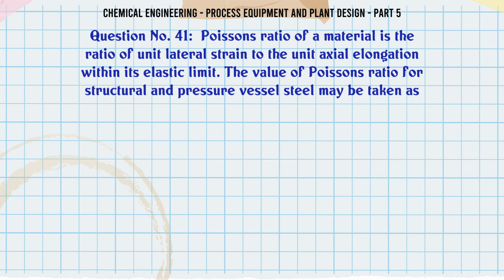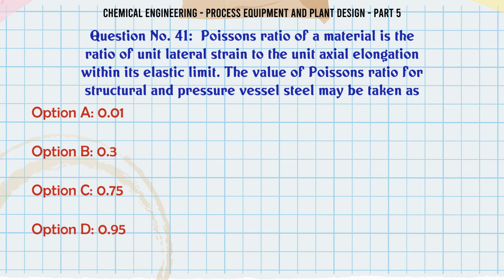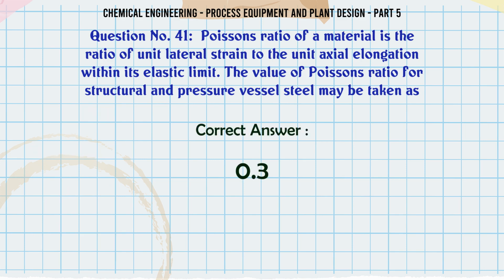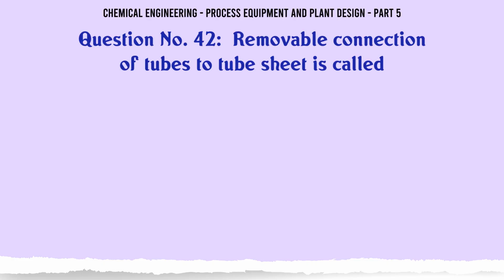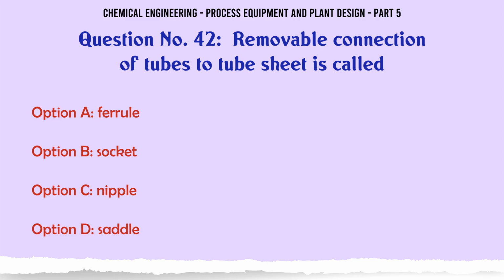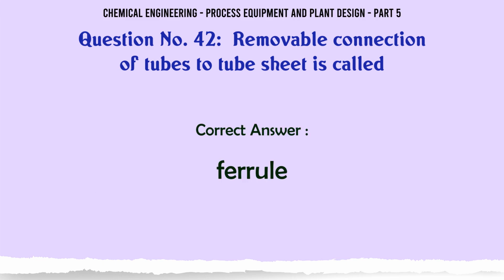Poisson's ratio of a material is the ratio of unit lateral strain to the unit axial elongation within its elastic limit. The value of Poisson's ratio for structural and pressure vessel steel may be taken as A. 0.01, B. 0.3, C. 0.75, D. 0.95. The correct answer is 0.3. Removable connection of tubes to tube sheet is called A. ferrule, B. socket, C. nipple, D. saddle. The correct answer is ferrule.